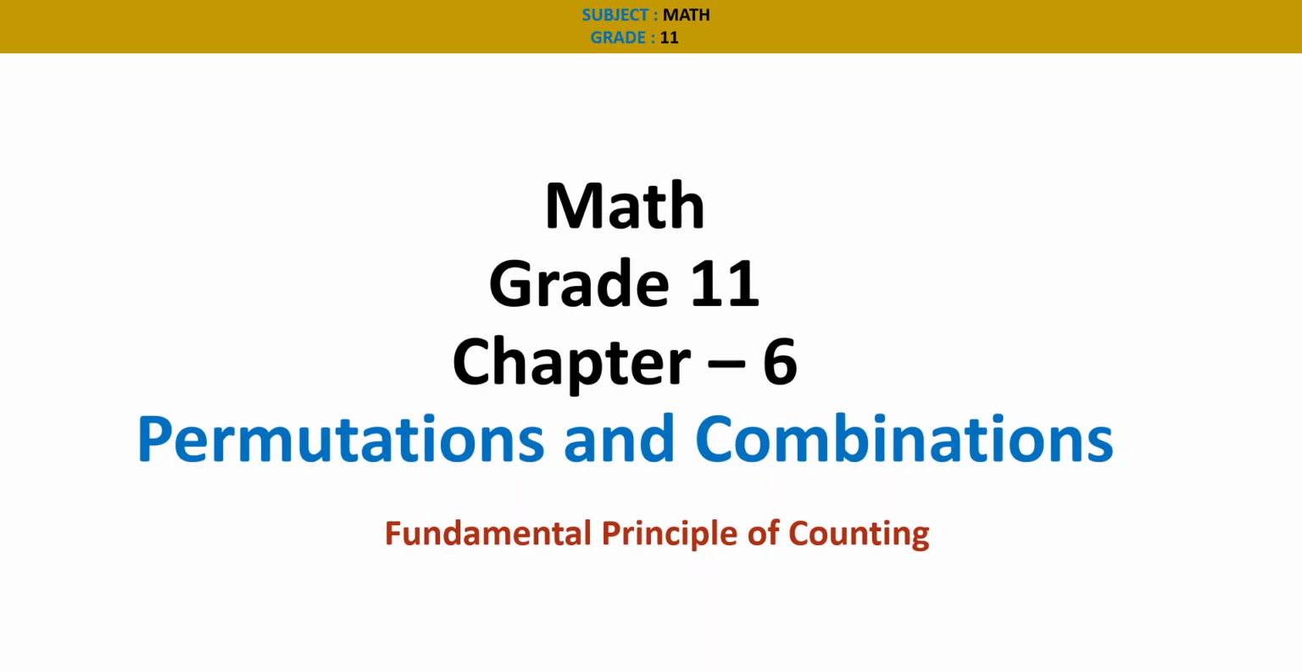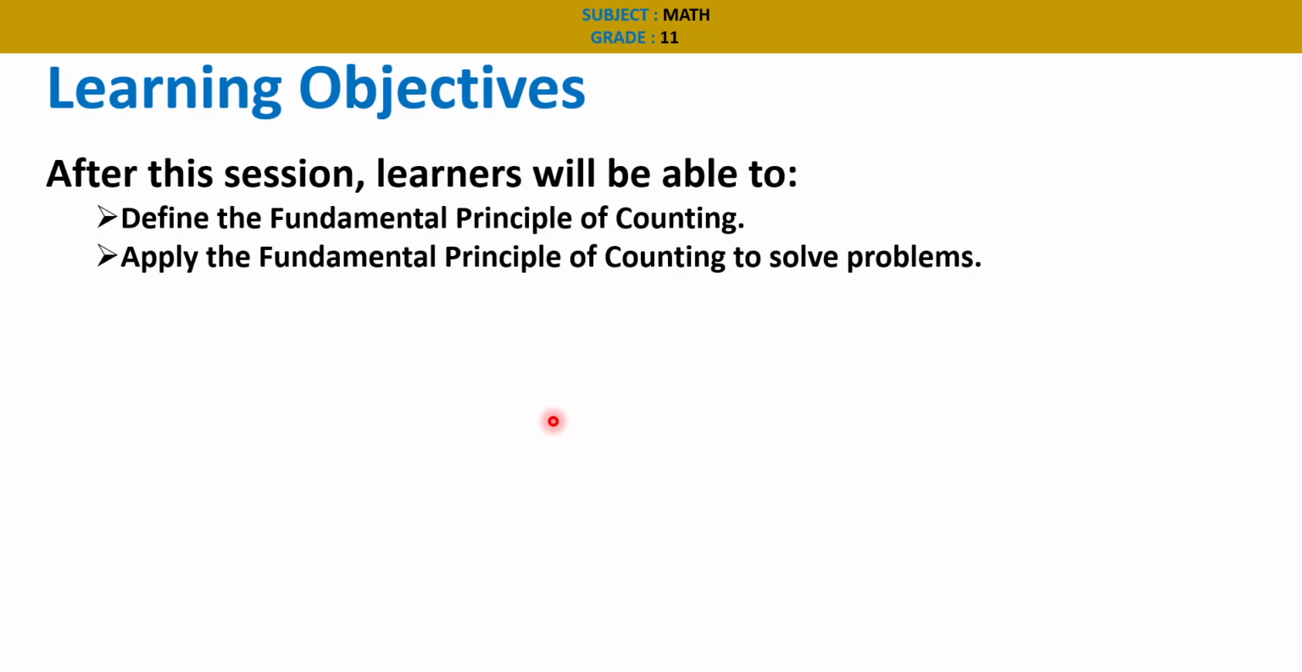Let's start Maths, grade 11, chapter 6. Chapter name is Permutations and Combinations. The subtopic is Fundamental Principle of Counting. Learning objectives. After this session, learners will be able to define the fundamental principle of counting, apply the fundamental principle of counting to solve problems.